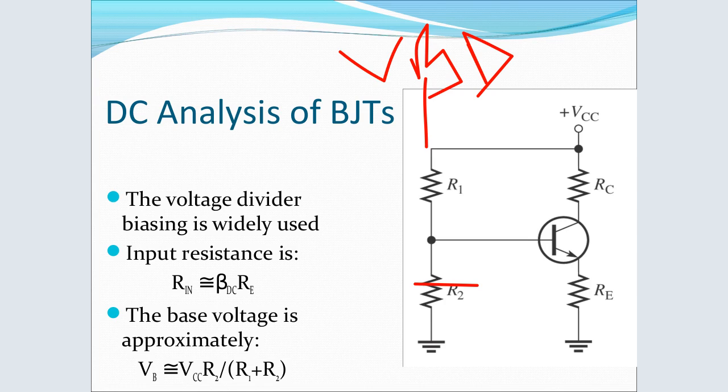So apart from biasing using the VCC and VBB, you can always bias a circuit using a VBD, voltage divider bias.